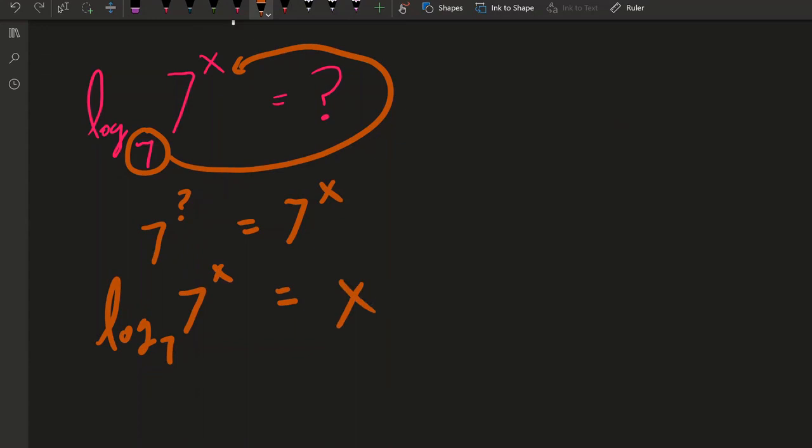Now that we've shown that property, if I ever want to use it, I can say if I have log 13 of 13 to the pi, I can just say these are going to cancel each other out, and the answer is just pi.